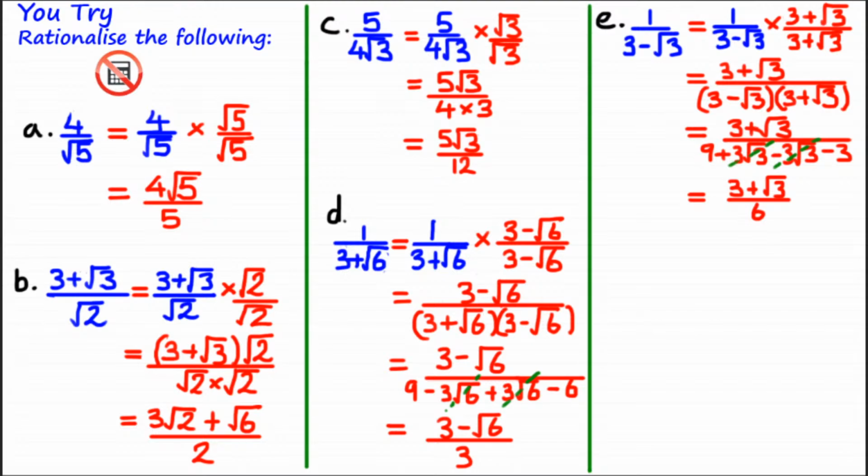And the last question of the day, here we go. How do you do this question? Last question of the day. So this time we've got 2 surds in the denominator. What do we do?